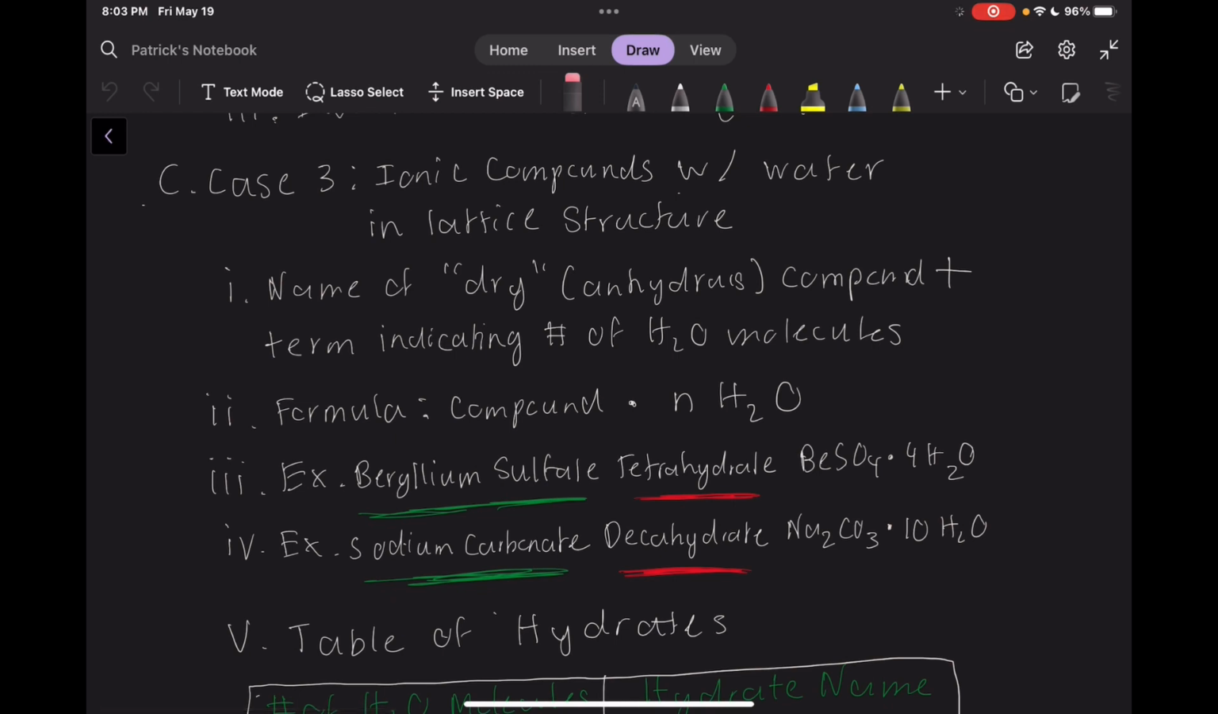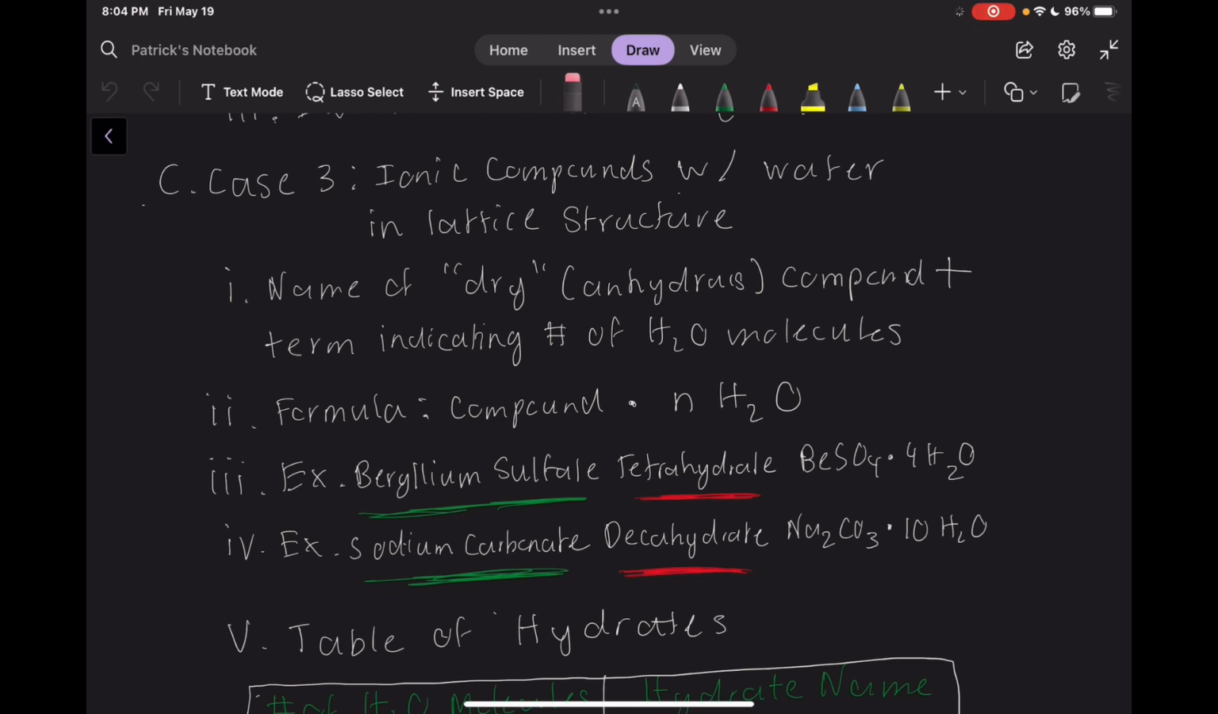Case 3 is a bit unique. It involves ionic compounds that have water in their lattice structure. This usually happens when an ionic compound existing in a powder form absorbs moisture from the air, and the water molecules attach themselves to the cation. When this happens, the resulting substance is called a hydrate.